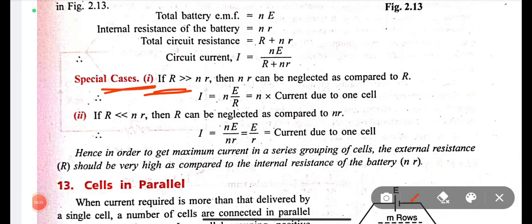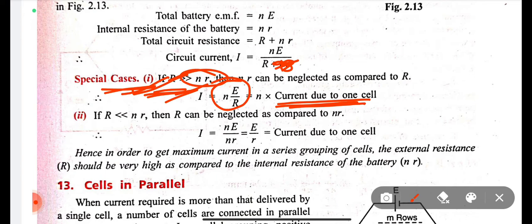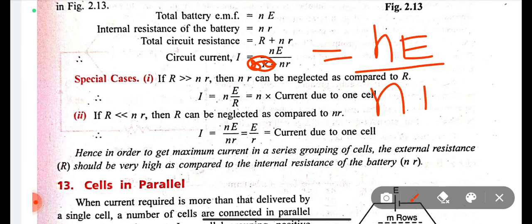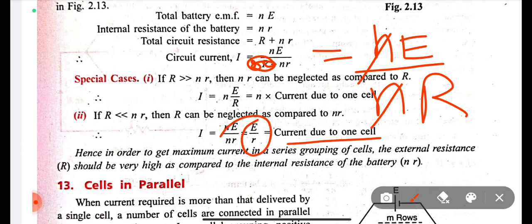And the special case: when the external resistance, capital R, is higher than the internal resistance, we can neglect the internal resistance. Then we find only the current due to one cell, right? But when the external resistance is neglected, we find N E upon N R, so N and N cancel. Here it is E by R, the current due to one cell.